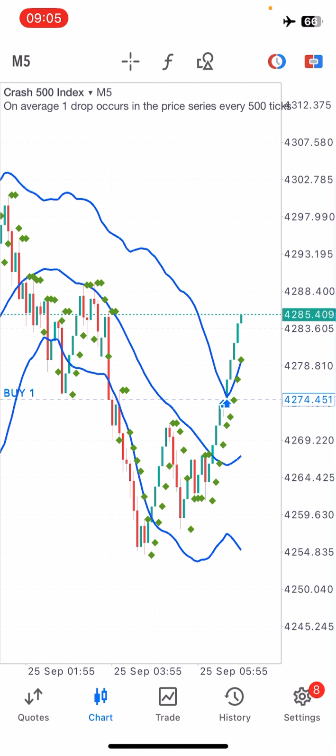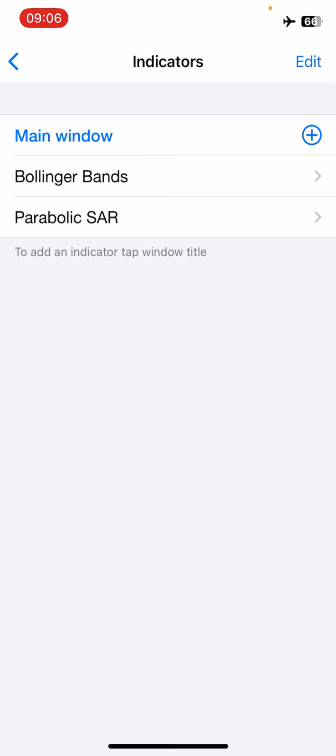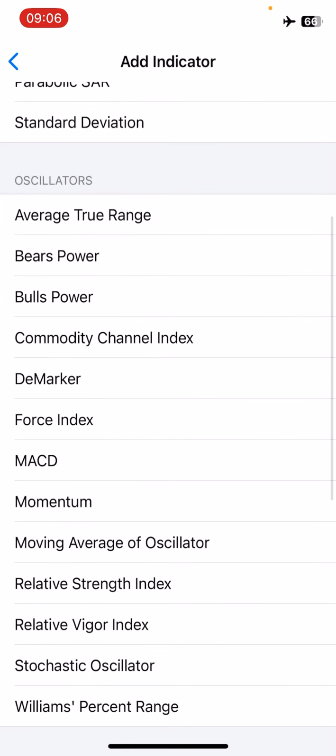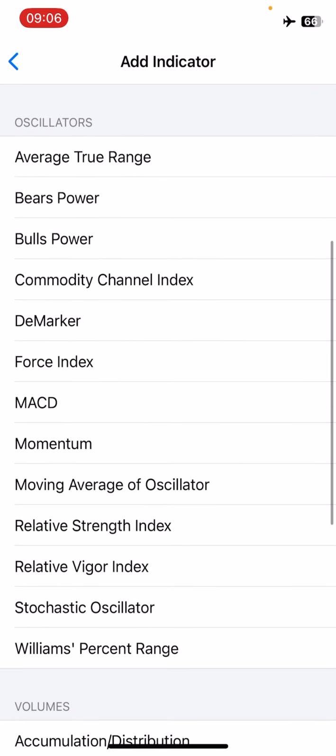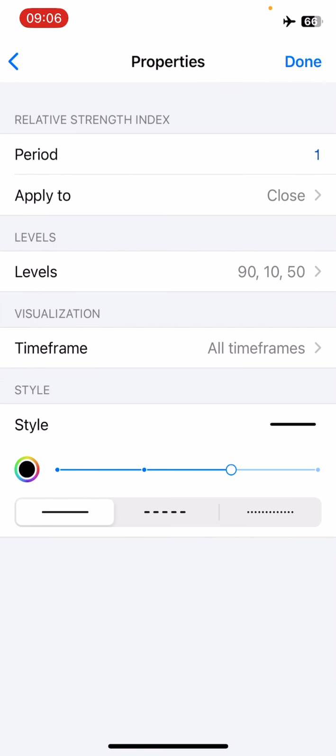Okay, moving on, we want to add some more indicators. Going back to the indicator section, this time we want to add our RSI, which is our relative strength index, which is down here on oscillators. If I click it, we'll be able to change the properties. Now the period has to be 1, apply to close.